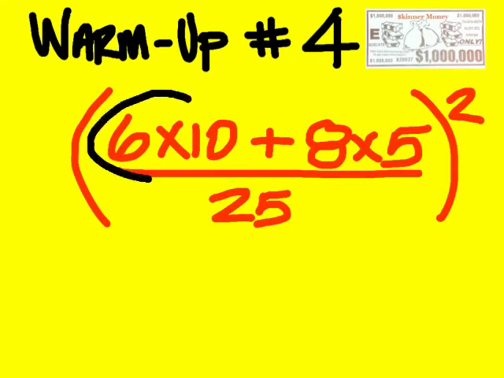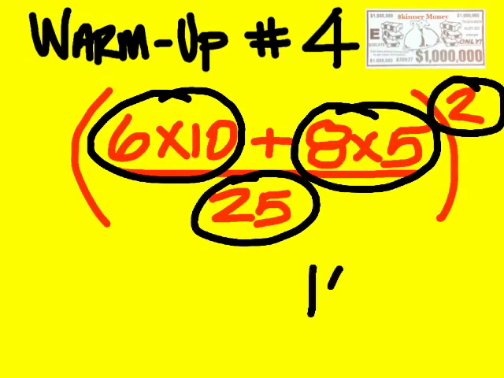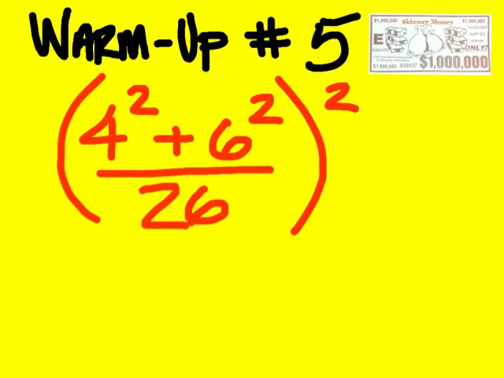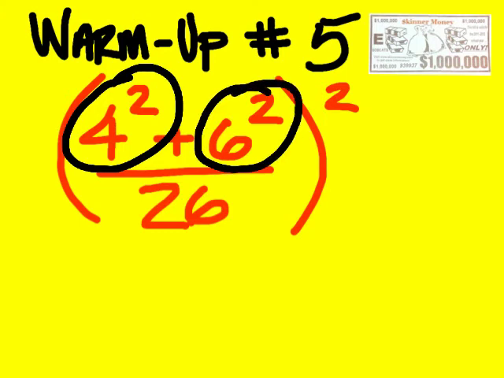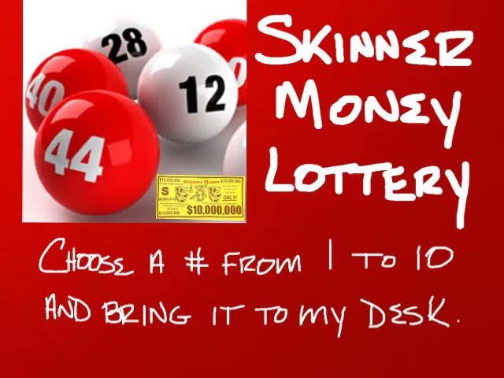Okay, you should have had 60 plus 40 is 100. Divided by 25 is 4. Squared is 16. Last one. 4 squared plus 6 squared. That's 16 plus 36 is 52. Divided by 26 is 2. Squared is 4.